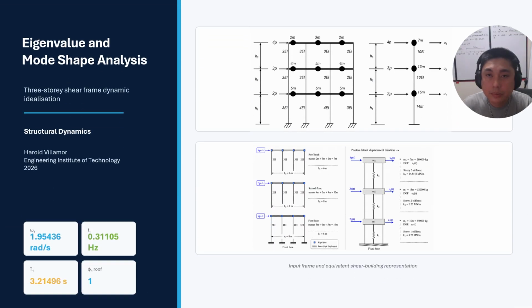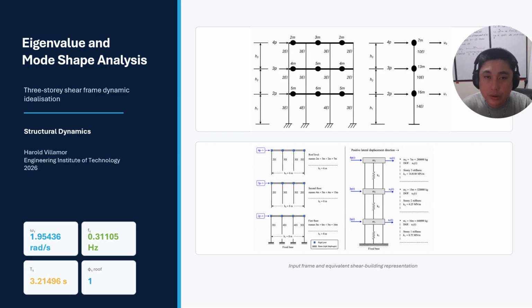Today, this presentation summarizes the dynamic analysis of a three-story steel shear frame. The structure is treated as a lumped mass shear building system because the beams are assumed rigid and axial deformation in the columns is neglected. The main purpose is to determine the fundamental vibration properties. First, the natural circular frequency, the corresponding frequency in hertz, the fundamental period, and the first mode shape.